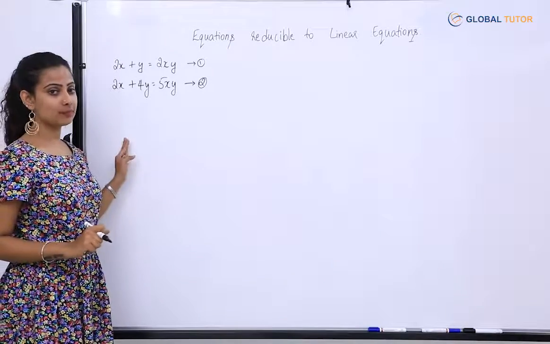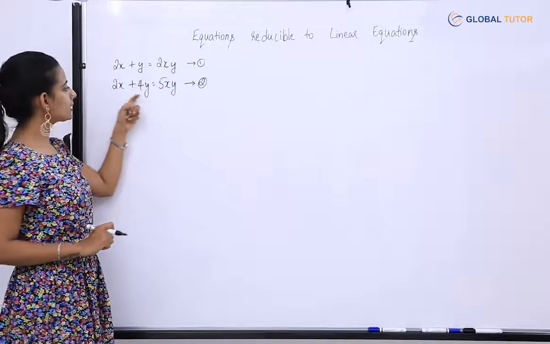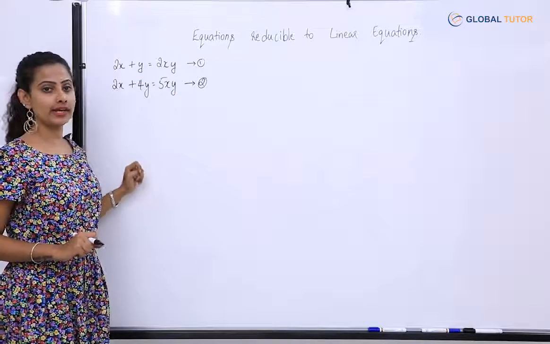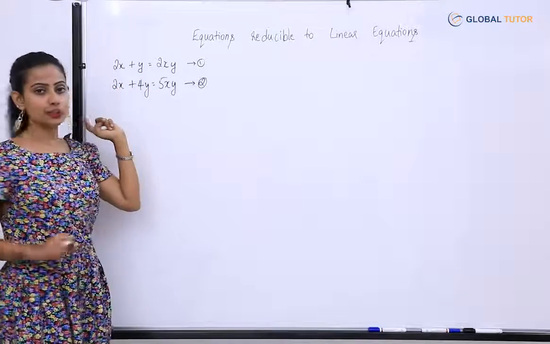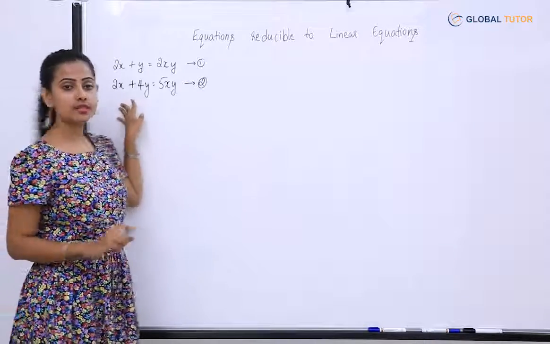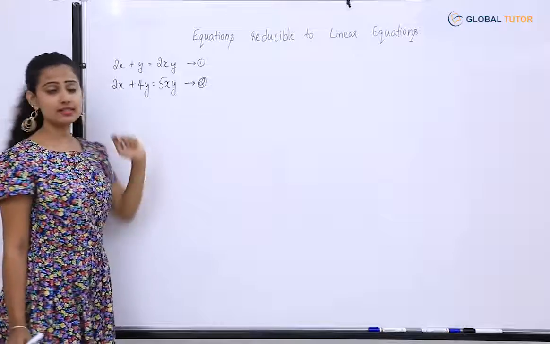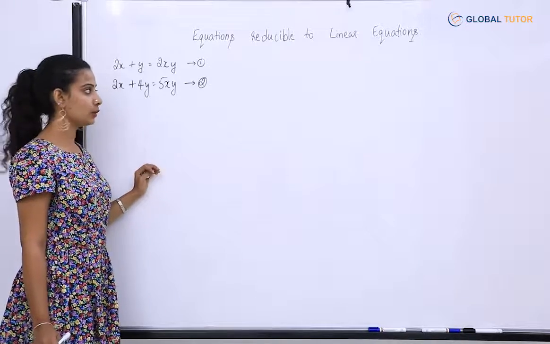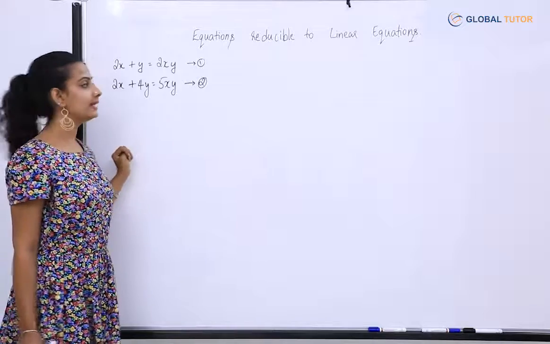I got another example here. 2x plus y is equal to 2xy. 2x plus 4y is equal to 5xy. Here I am calling this equation 1 and this equation 2. These two equations don't look like linear equations. So we are going to reduce these two equations into a pair of linear equations.